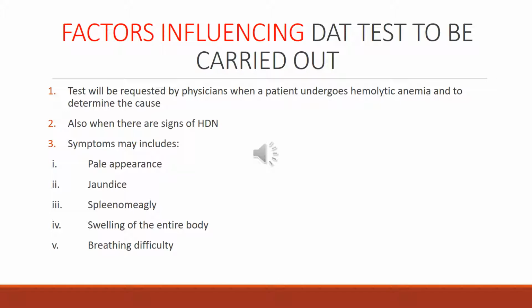Next is factors influencing DAT test to be carried out. DAT test will be ordered by physicians when a patient undergoes hemolytic anemia and the healthcare providers want to determine the cause. This particular test also will be done when there are signs of HDN. Symptoms may include a few factors, which are pale appearance, jaundice, splenomegaly, swelling of the entire body, and breathing difficulty.